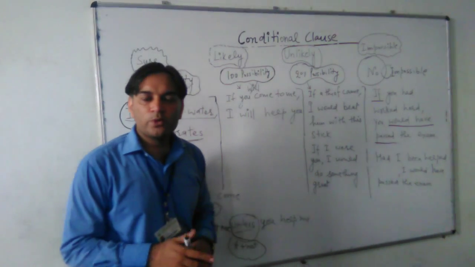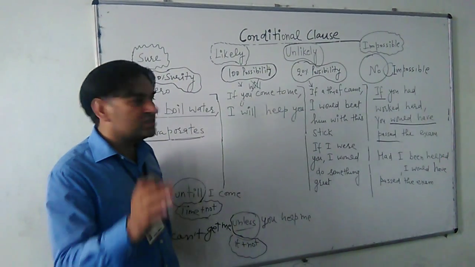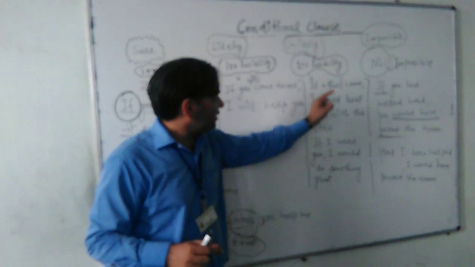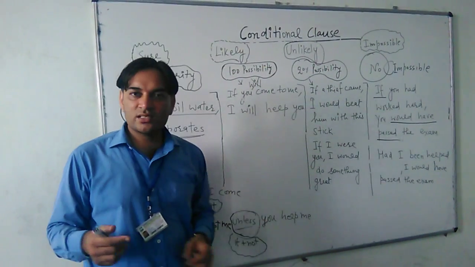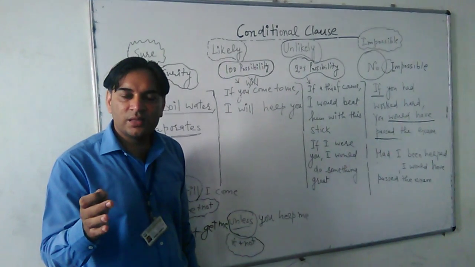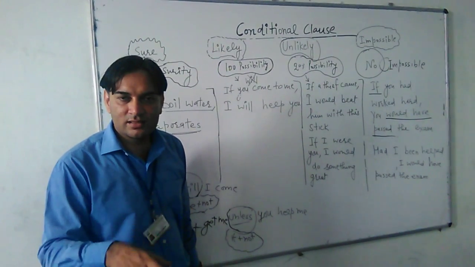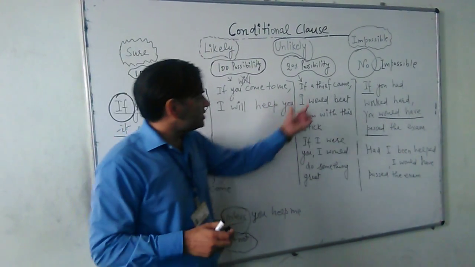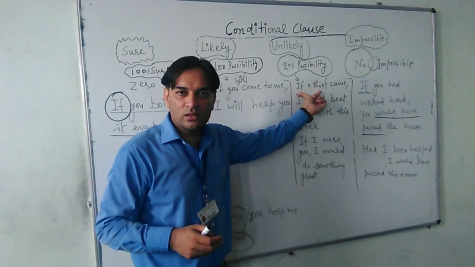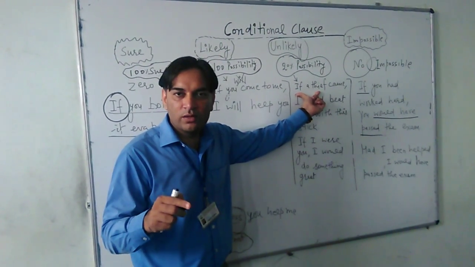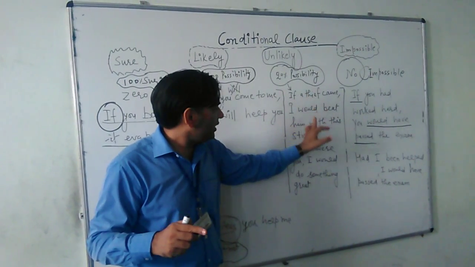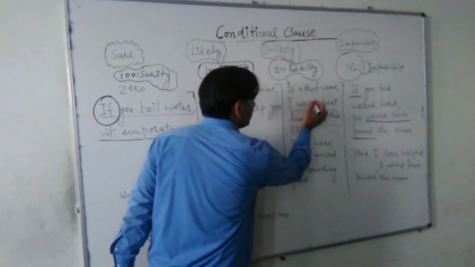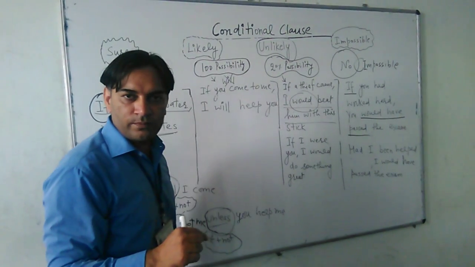Next part is where possibility is nominal. How? When I say, if a thief came, I would beat him with a stick. The possibility of the thief's coming is very less. So when possibility is very less, we use this kind of conditional clause. We use the verb's second form in the conditional clause and in the main part. This is the main part. Here also we will use would, means second form.